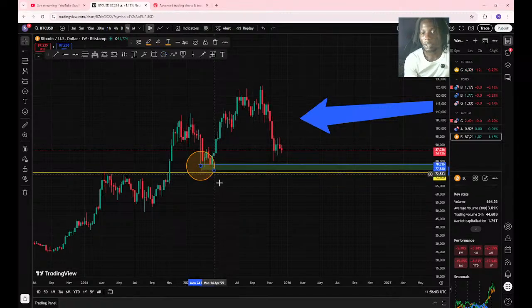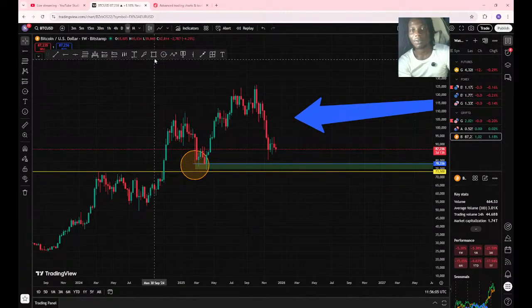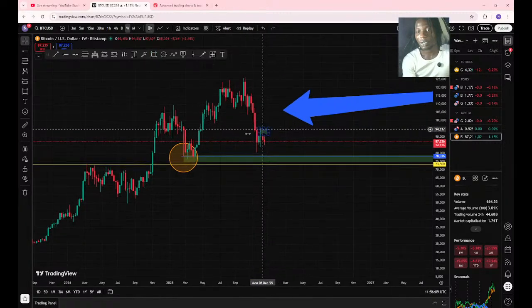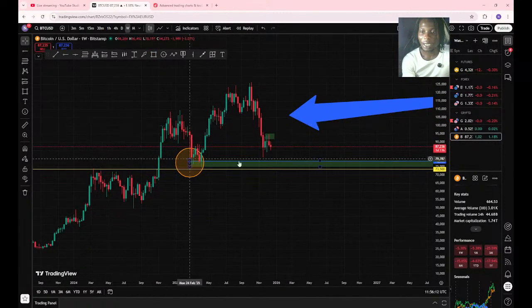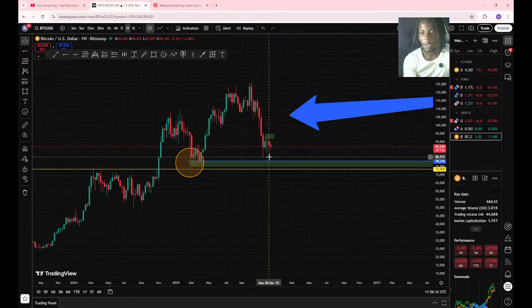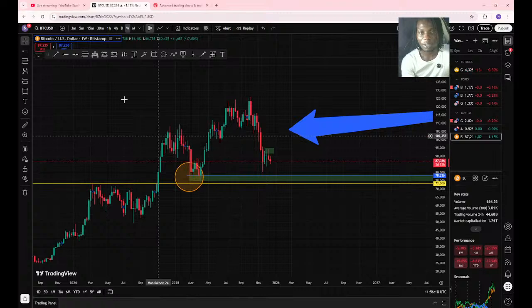Okay, this is a liquidity pool scenario because we are having what we call an evening star formation up here. If we are supposed to go to the upside and price breaks below this low, then we are in trouble on BTC.